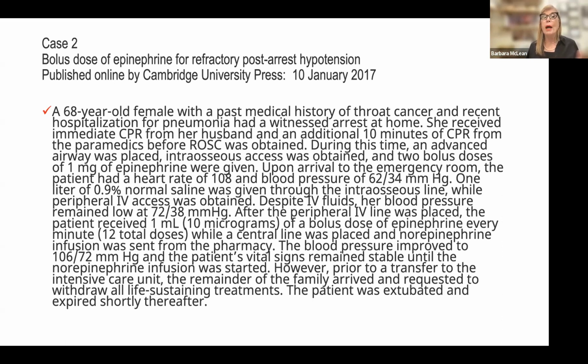She's got a heart rate of 108 and a blood pressure of 62/34. She gets a liter of normal saline through her IO. Peripheral IV was obtained; despite her fluids, blood pressure was low.